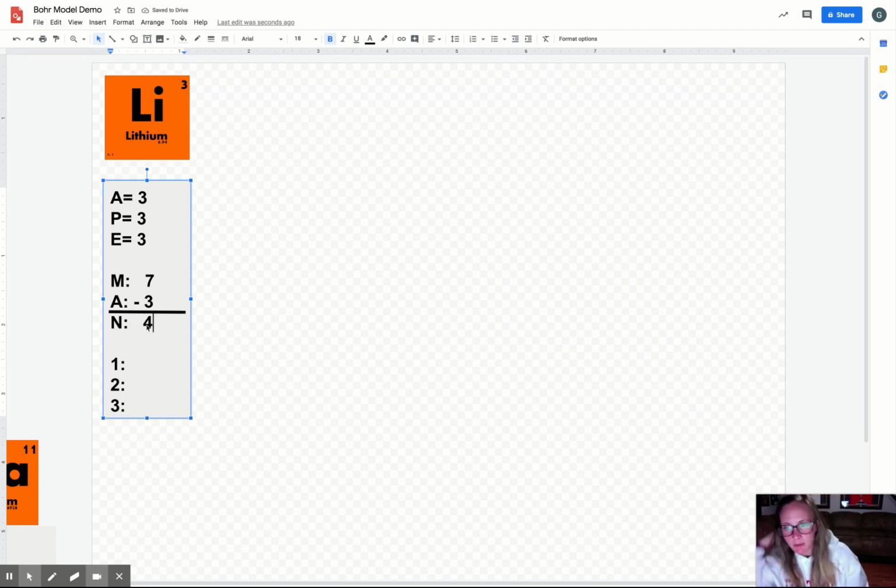Let me review real quick. A is your atomic number, which is here. I have 3 protons, 3 electrons. My mass number is 7. I rounded the atomic mass up. 7 minus my atomic number of 3 gives me 4 neutrons. Before I get to the 1, 2, 3 part, I'm going to start drawing my atom.